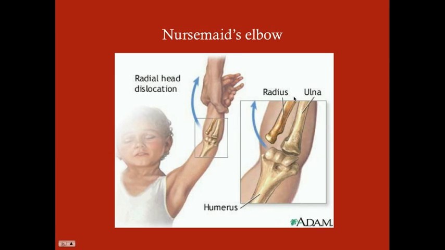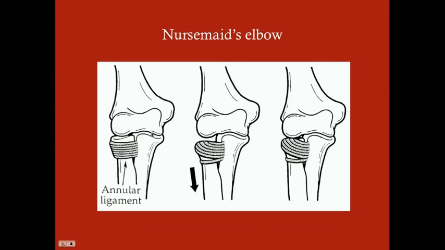So this is what happens here. You get the slippage of the radial head out of the annular ligament. And here you can see that the radial head is coming out of the annular ligament, and part of the annular ligament is going to get stuck between the radial head and the humerus. And what you would do for these patients is, because this is caused from a sudden pulling or axial traction, what you're going to do is you're going to do the exact opposite to treat them.